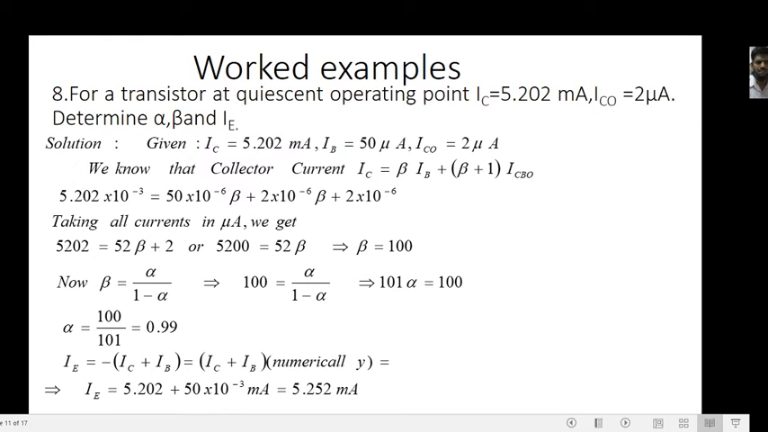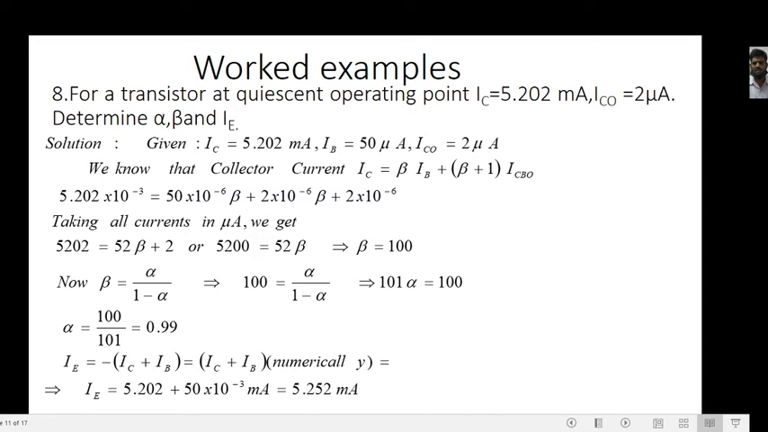Worked example 8. For a transistor at quiescent operating point, IC is equal to 5.202 milliampere, ICO is equal to 2 microampere. Determine alpha, beta and IE. Solution. Given IC equals 5.202 milliampere, IB is equal to 50 microampere, ICO is equal to 2 microampere.